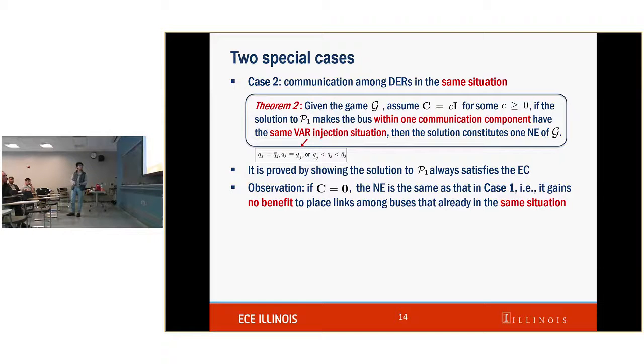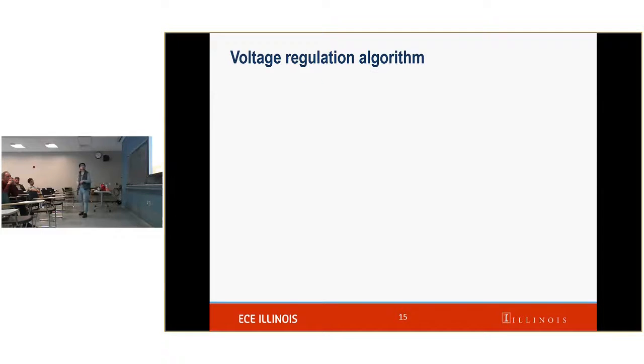And the interesting observation is that if we set C to zero, then this equilibrium is the same as the equilibrium in case one, meaning that although we allow communication links to be placed in this case, it gains no benefits if we place them among the buses that are already in the same situation. This implies that the value of communication links for each bus is to provide a way for them to ask for help from other buses that may have abundant VAR resources. So that's pretty much the answer to the first question.